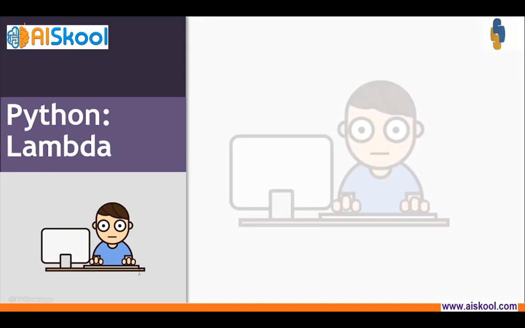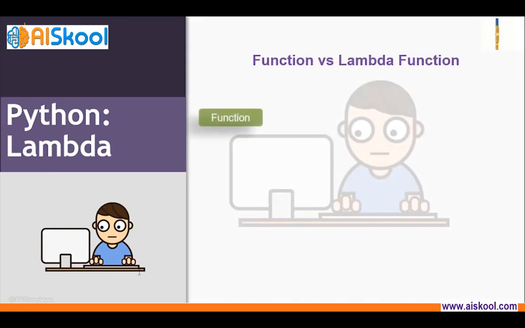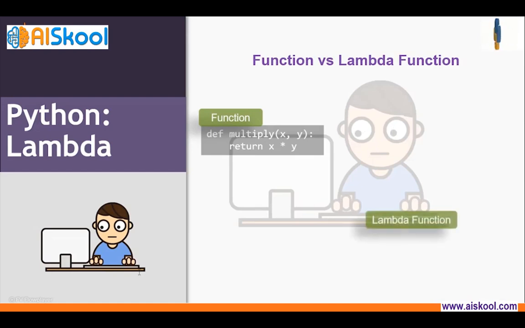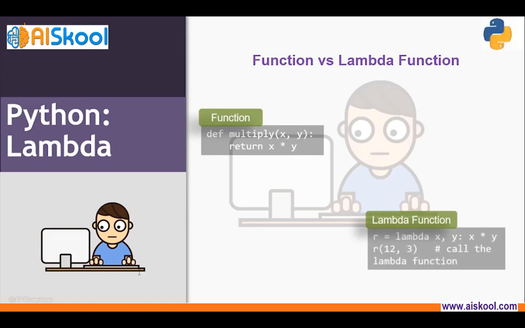Let's move ahead. So next is function versus lambda function. What we are doing here is comparing a function with a lambda function. Here's a normal function which takes two arguments and returns the multiplication result of both of them. And here is a lambda function for the same. It's like r equal lambda x comma y such that x multiplied by y, and if you call r of 12 comma 3, it will return the result of 12 multiplied by 3, that is 36.